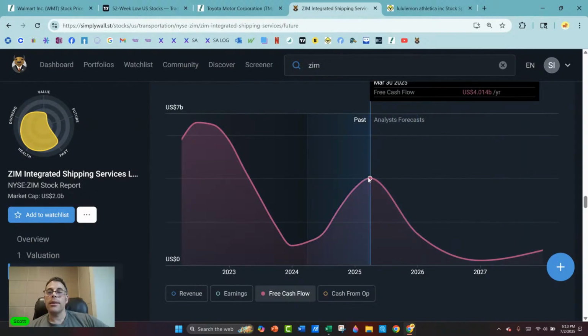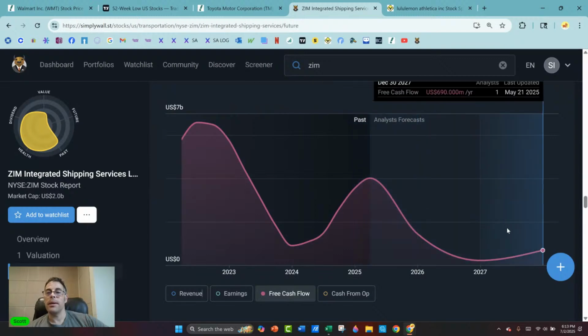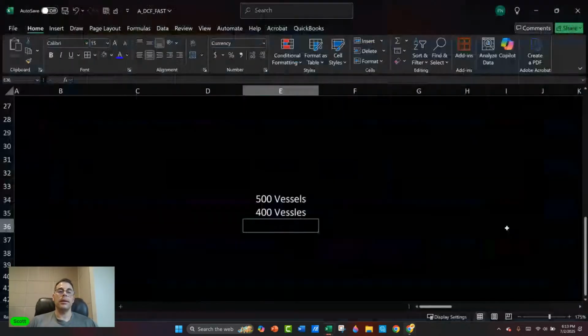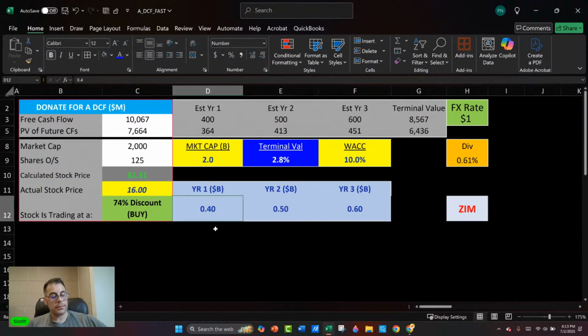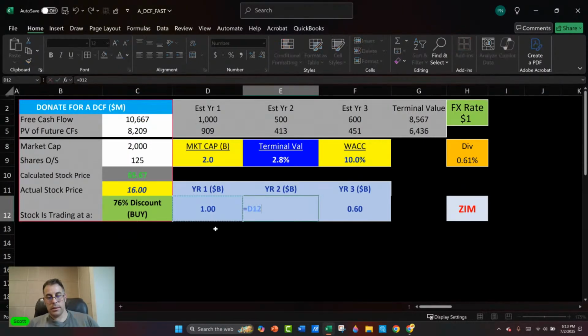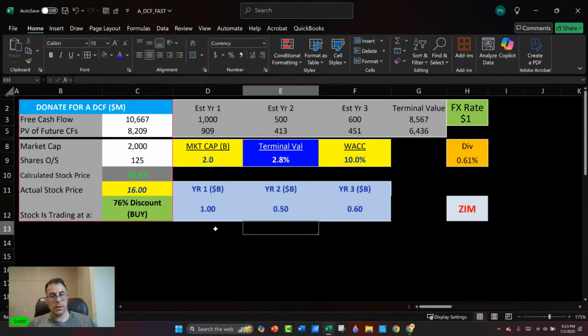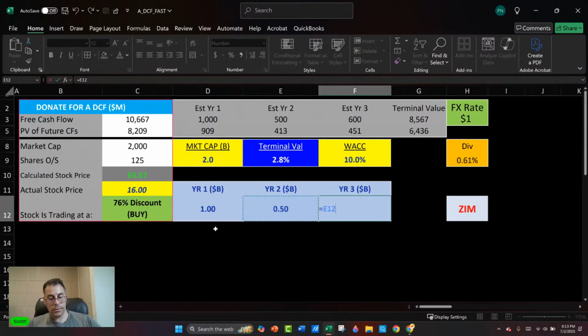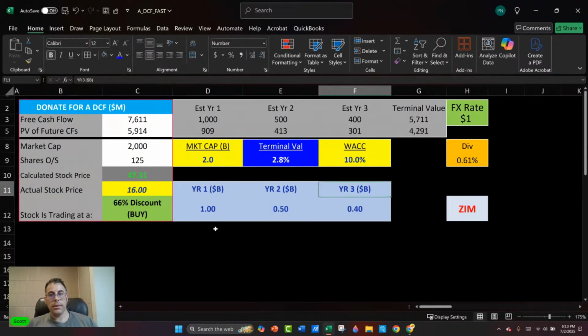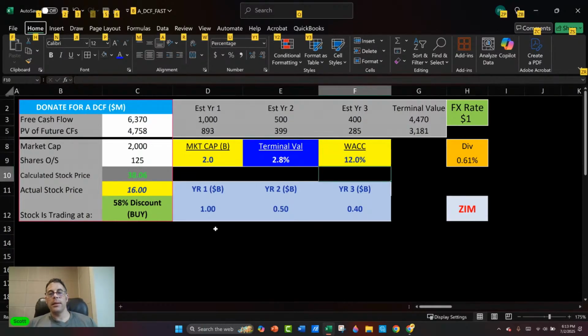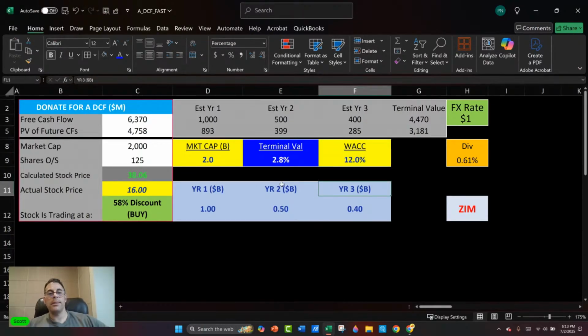They're predicting their future free cash flow to go from 4 billion to 1.5 billion to 690 million. So let's try to keep it conservative. Let's raise the WACC because it's a risky market. So this is a pretty conservative model, and I'm still at $38. So it still seems really undervalued. And this is really, really conservative.